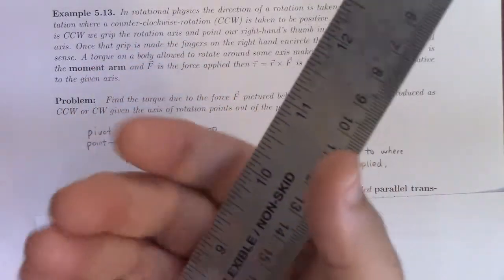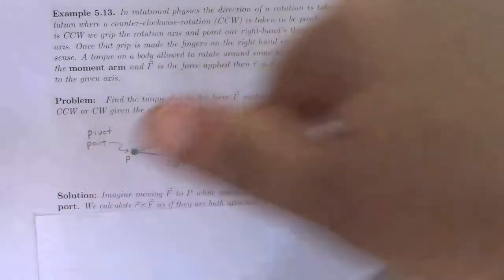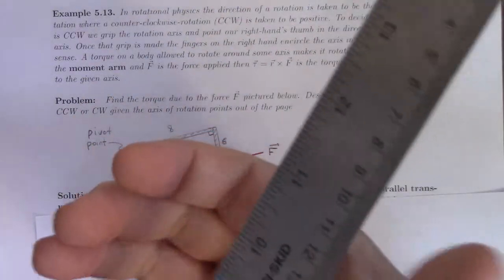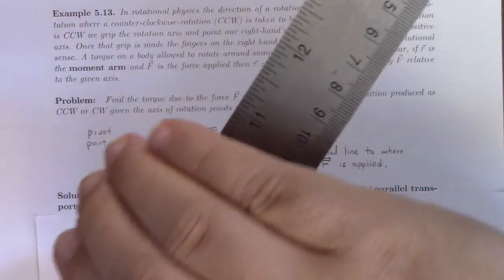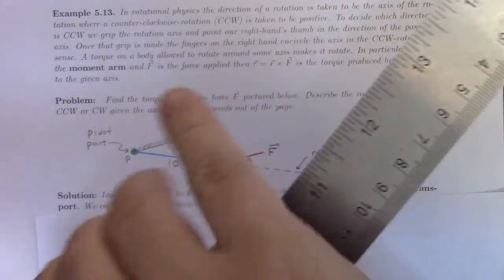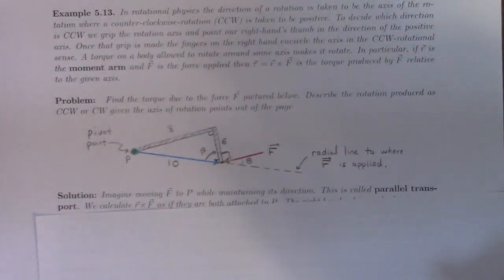So, if you have an axis, you can talk about rotation around the axis, and the rotation is either positive if it lines up with the right-hand rule, or if it's in the opposite direction, then that would be negative.